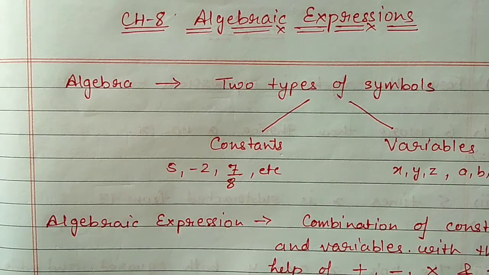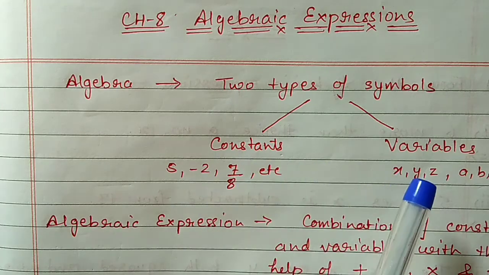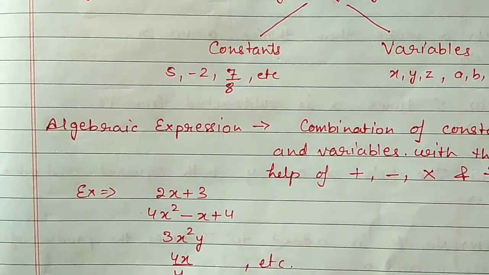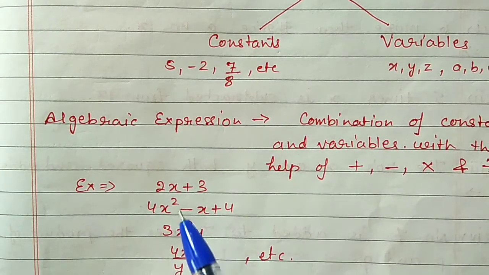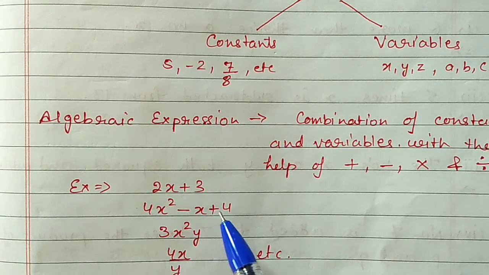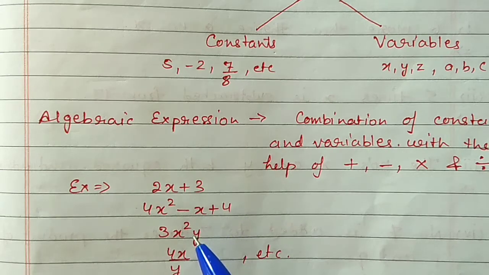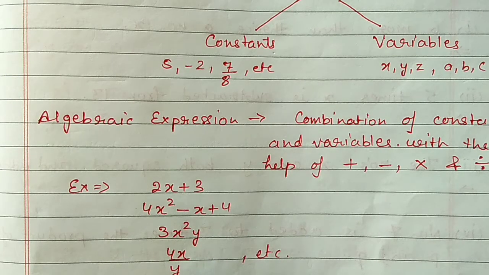Next thing, what is an algebraic expression? The combination of these numbers and these alphabets with the help of addition, subtraction, multiplication and division is an algebraic expression. So you can see here 2x plus 3, this is an algebraic expression. 4x square minus x plus 4, this is also an algebraic expression. 3x square y, this is also an algebraic expression. 4xy divided by y, this is also an algebraic expression.